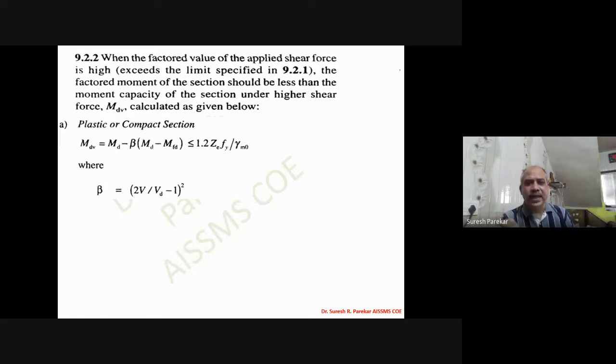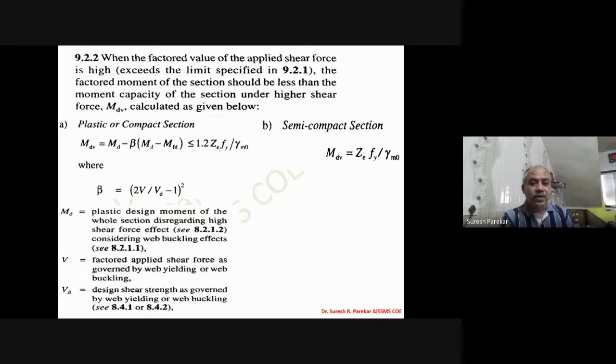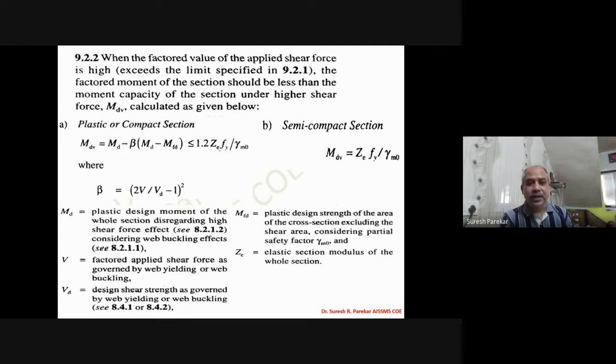And then Mdv is given. This formula is given for plastic and compact, and for semi-compact this becomes directly Mdv equal to Ze fy upon gamma m0. But if it is plastic or compact, then we have to solve this. Again, this criterion remains as it is, 1.2 Ze fy upon gamma m0. So we have these formulas to calculate when we have high shear.